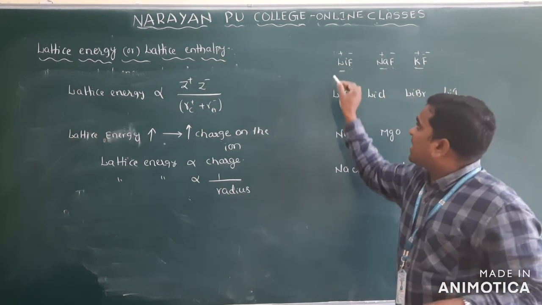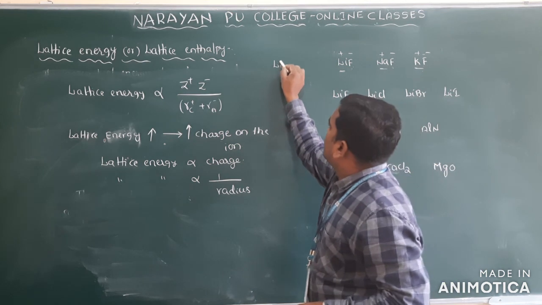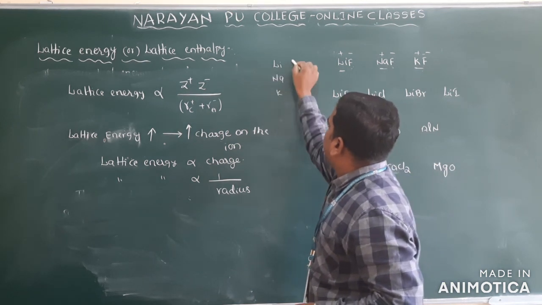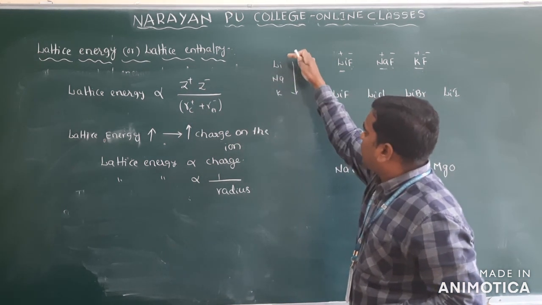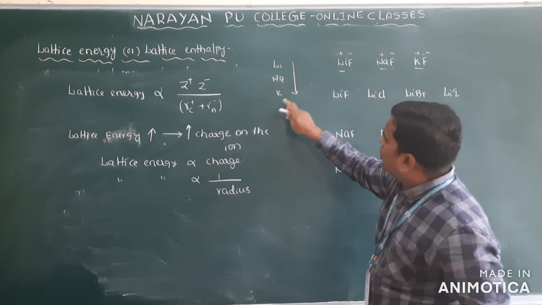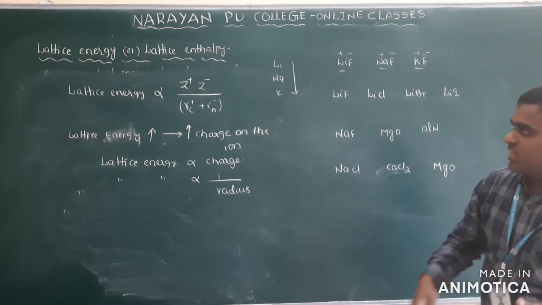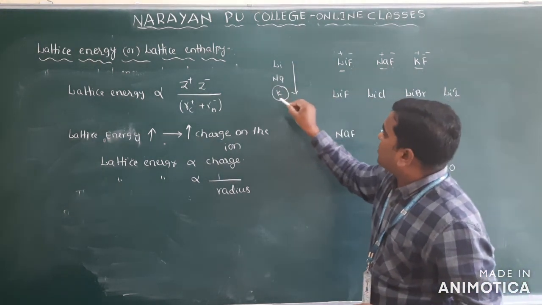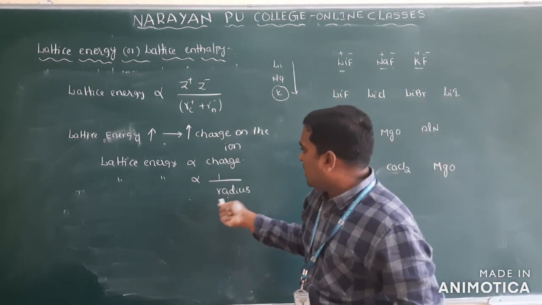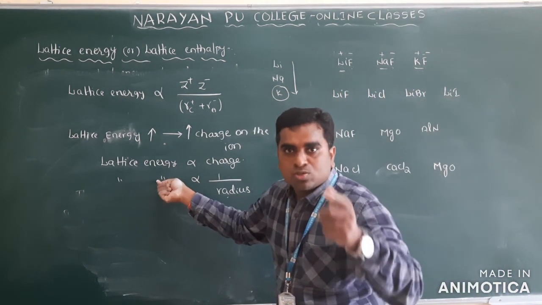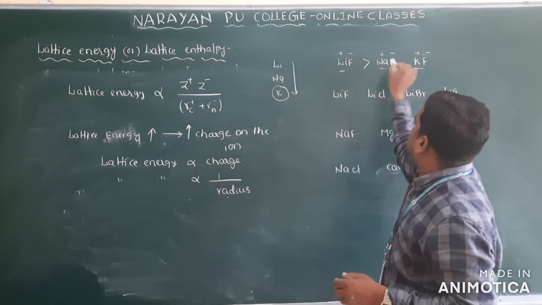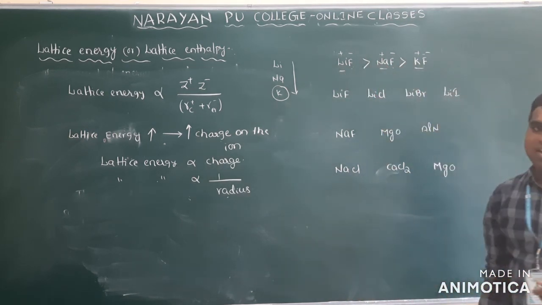The cation, meaning lithium, sodium, and potassium. It is a first group element. As you move down the group, you know what will happen? Size is increasing. Potassium has a large size. If size is large, lattice energy will be small. So which one will have the highest lattice energy? LiF will have the highest lattice energy.